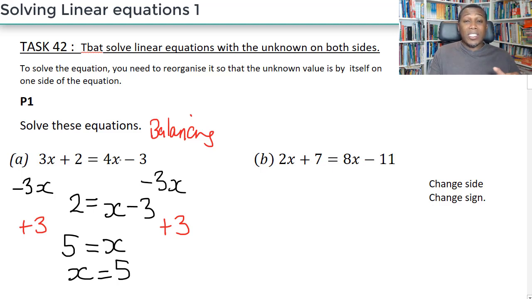4, 5 4s are 20. 20 take away 3 is 17. So I'm getting 17 on the left, 17 on the right. It's correct, sorted. The answer, x equals 5. And that's using the balancing method.